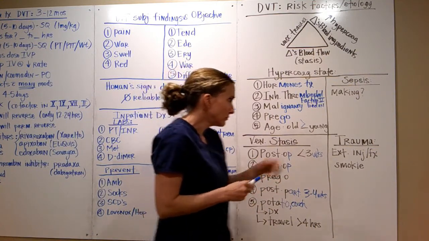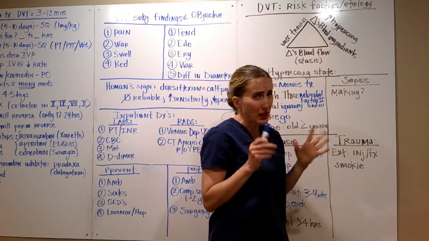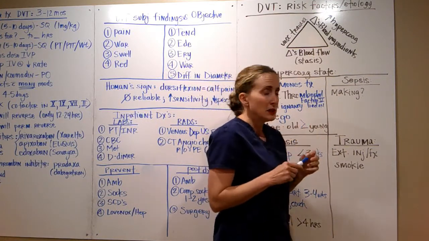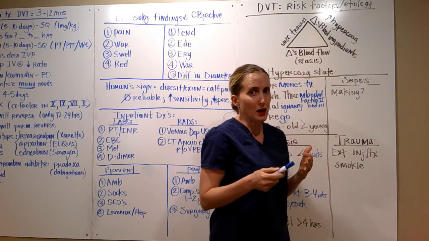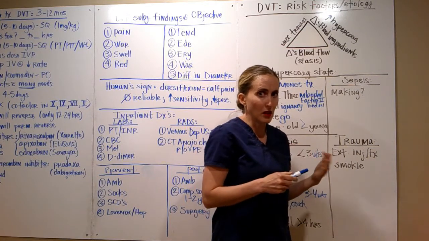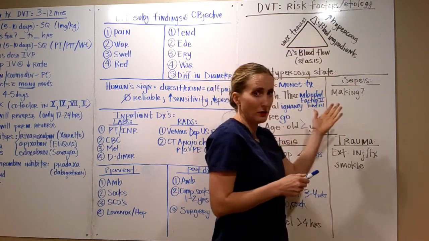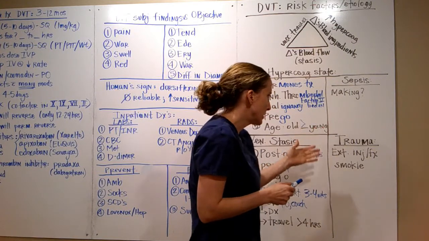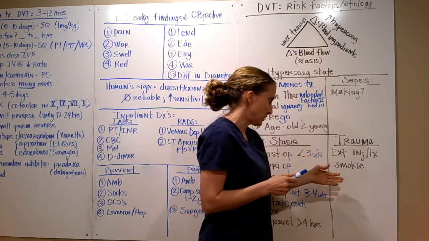Now, sepsis has its own little category. That's why it's not on the triangle, because during sepsis we are making and breaking a lot of clot, and so it does put you at risk for a clot somewhere, specifically DVT.